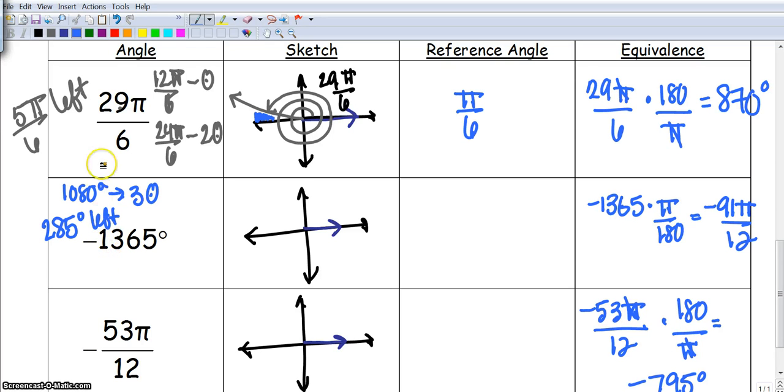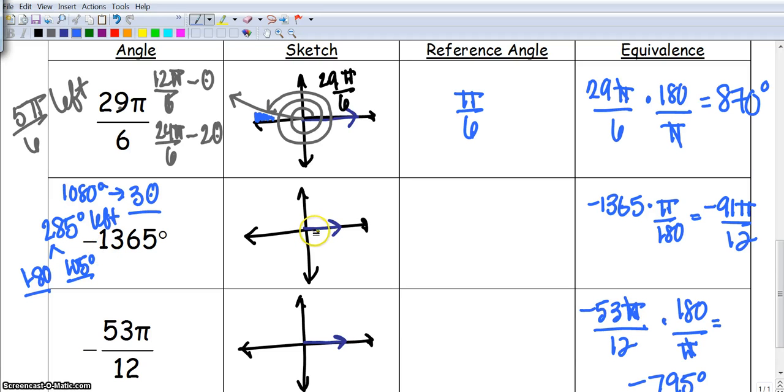So what I like to do is break down the 285 to a 180 because I like to compare things to 180 with my reference angle. So 285 is a 180 and a 105 left. So I'm going 3 full circles, I'm going another half a circle, and then I'm going another 105 degrees after that.